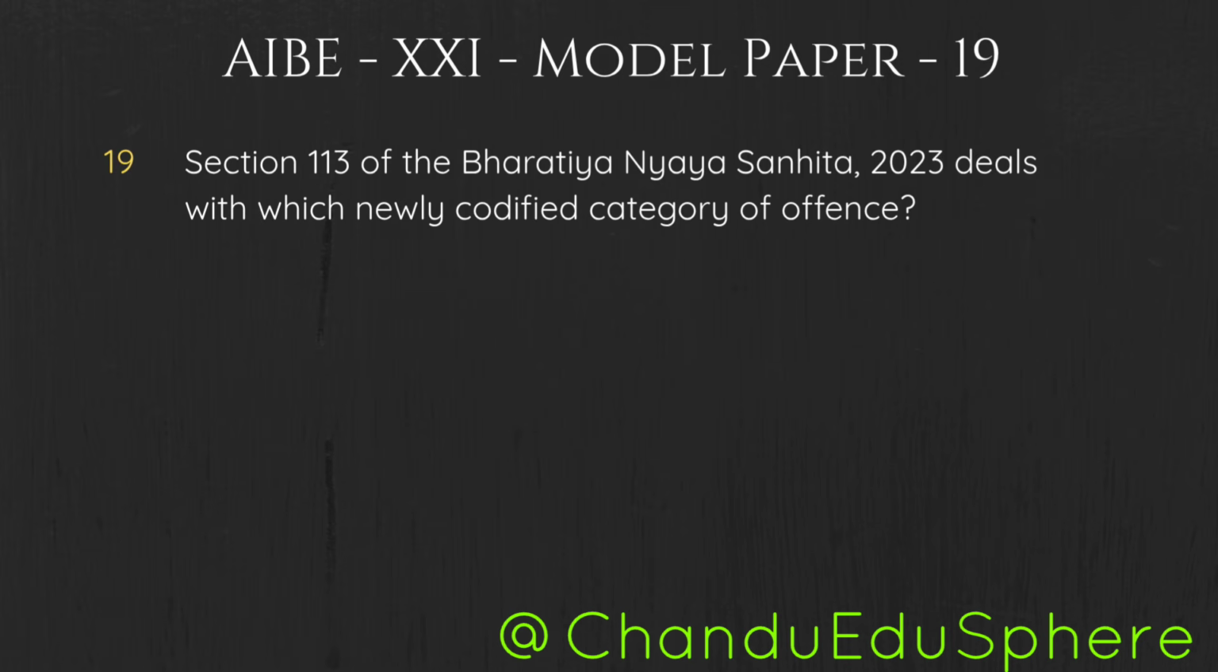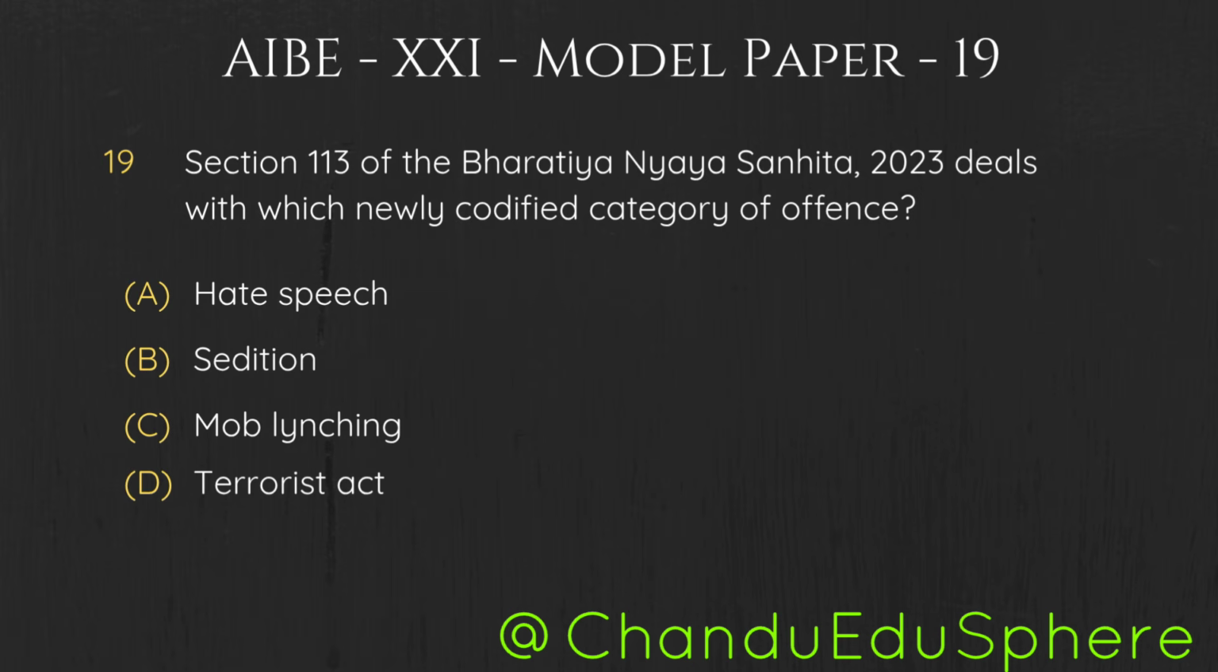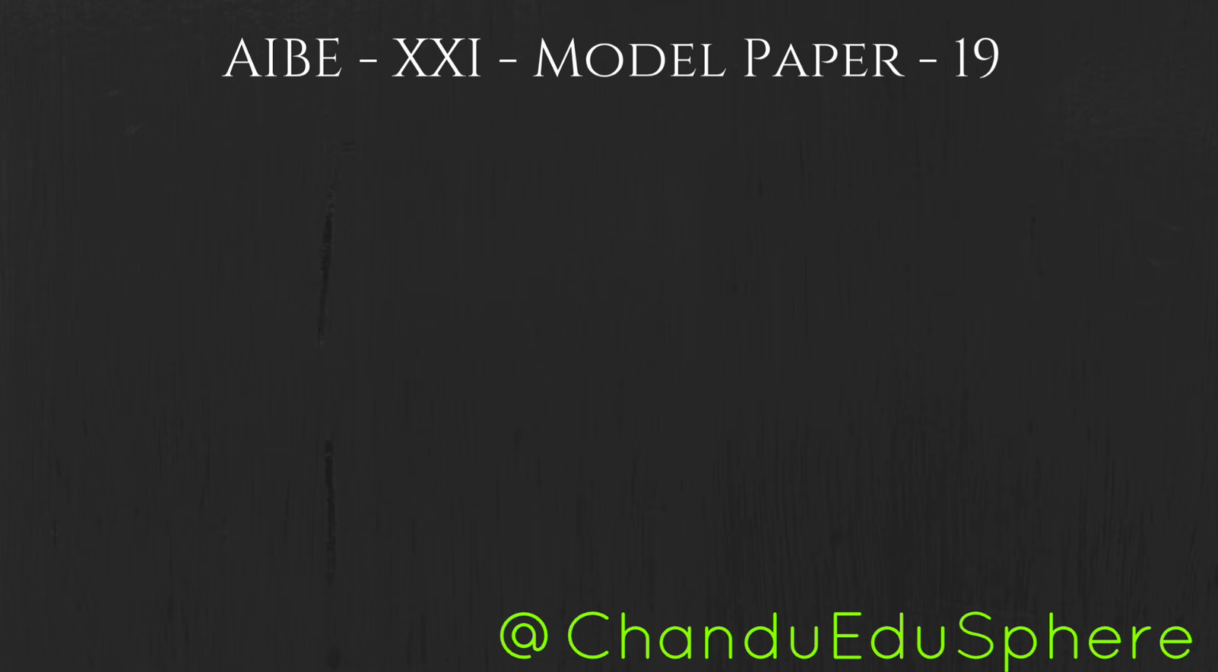Section 113 of the Bharatiya Nyaya Sanhita 2023 deals with which newly codified category of offence? Terrorist act. Section 113 of the Bharatiya Nyaya Sanhita 2023 codifies the offence of terrorist act within general criminal law for the first time, mirroring the substance of corresponding UAPA provisions. So D is the right choice.